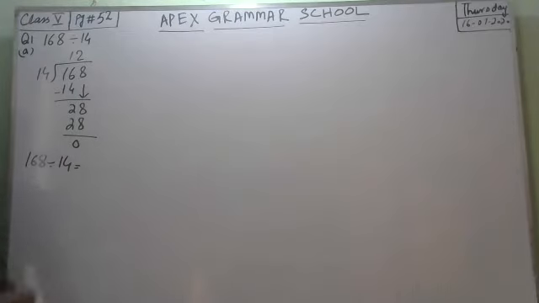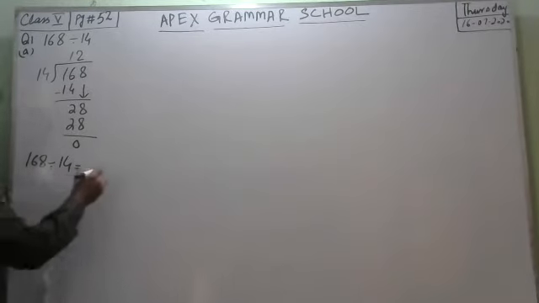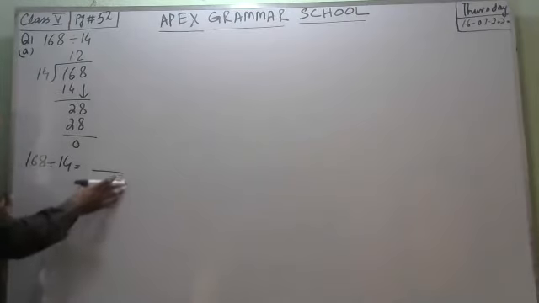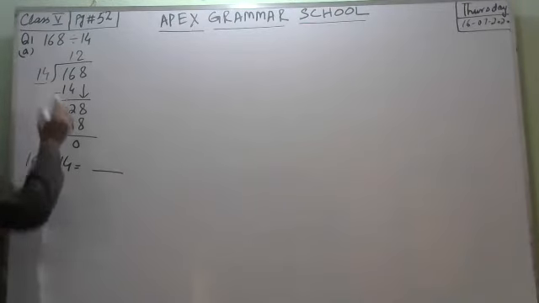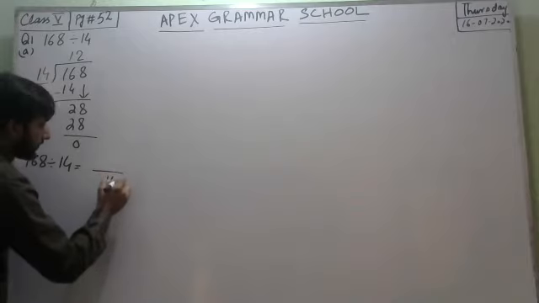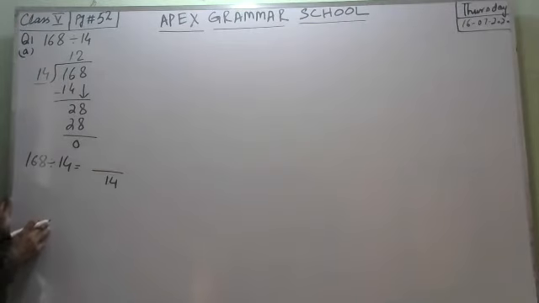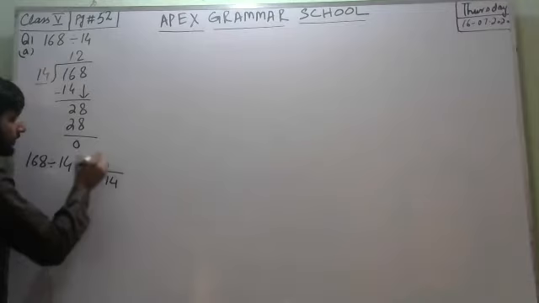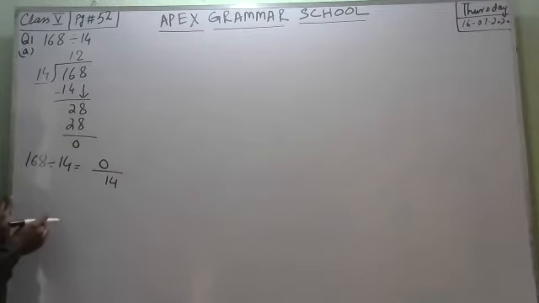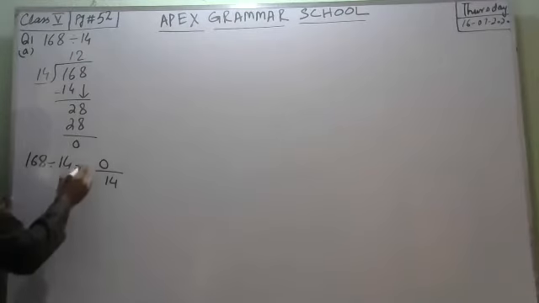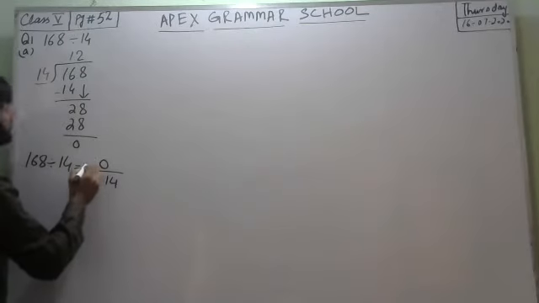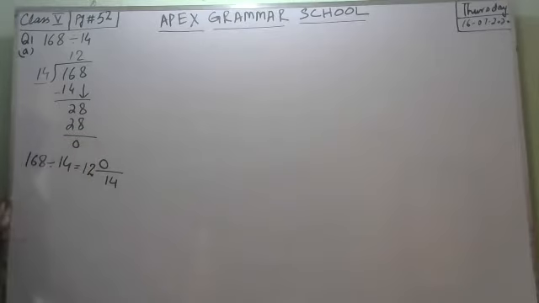Now we have to write it in mixed number form. First of all, we have to place a line and write our divisor as the denominator like this, the remainder in the numerator, and the quotient as the side number. The mixed number form of 168 divided by 14 is 12 whole 0 by 14.